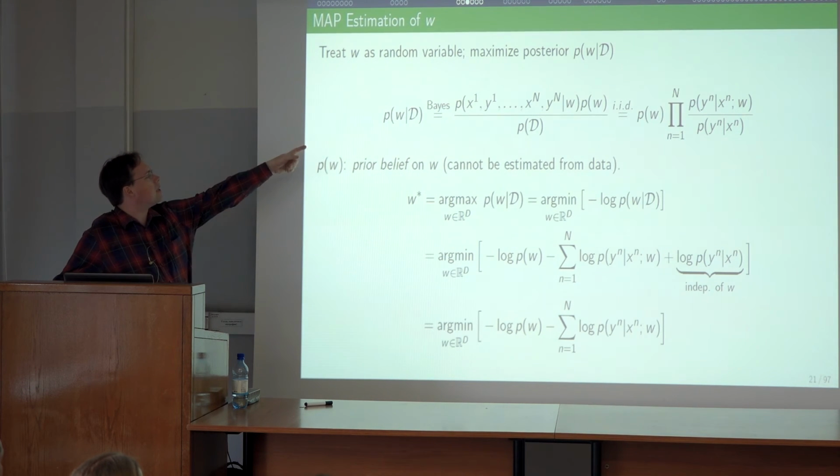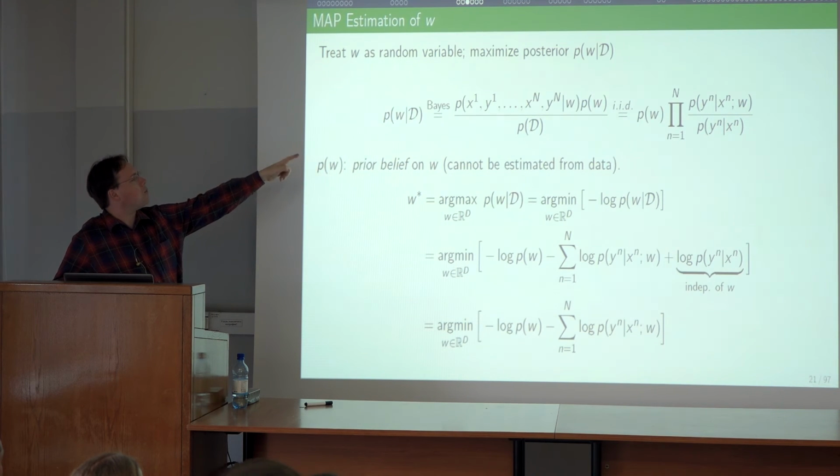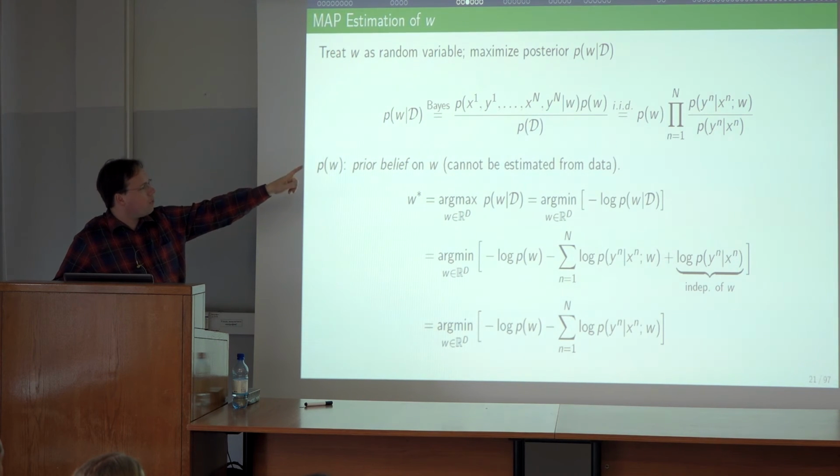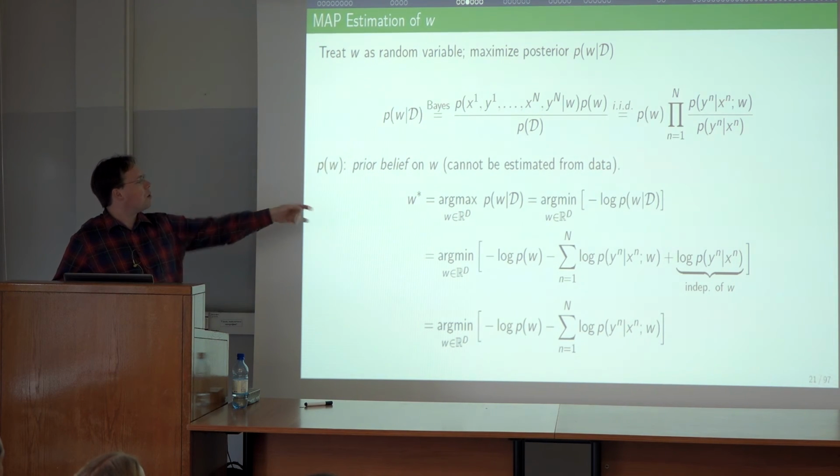By Bayes' rule, the probability of any weight vector given the observed data can be written as the probability of the observed data given the weight vector, multiplied with the prior of the weight vector, normalized by the probability of the data itself. This decomposes into a product. Now, if we want to maximize this over all possible weight vectors, that is the same as minimizing its negative logarithm.